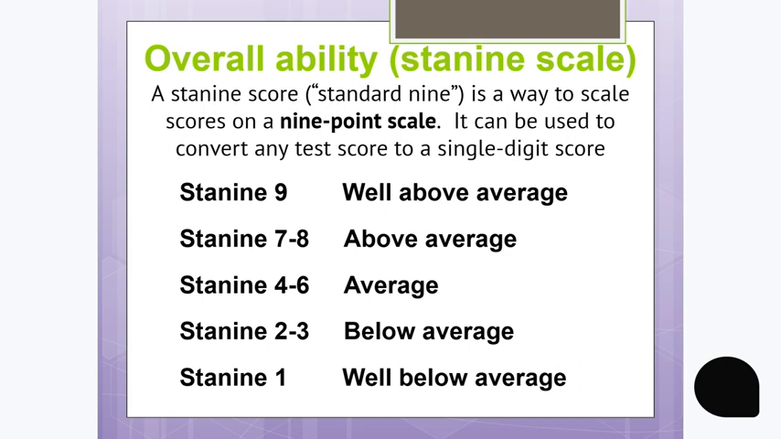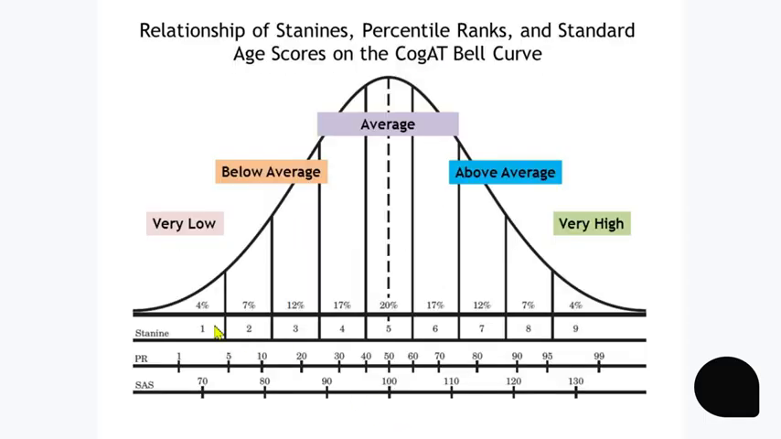So on the overall ability, the stanine scale, stanine 1 is well below average, 2 to 3 is below average, stanine 4 to 6 is average, above average is 7 to 8, and well above average is the stanine 9. So again, here's your bell curve. And what we need to remember is that on a bell curve, 5 is average. So any score 5 or above is strong.